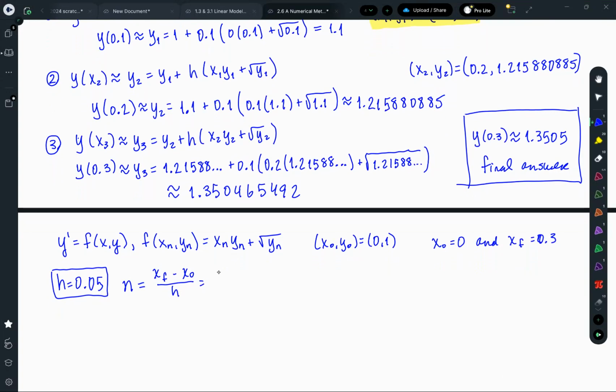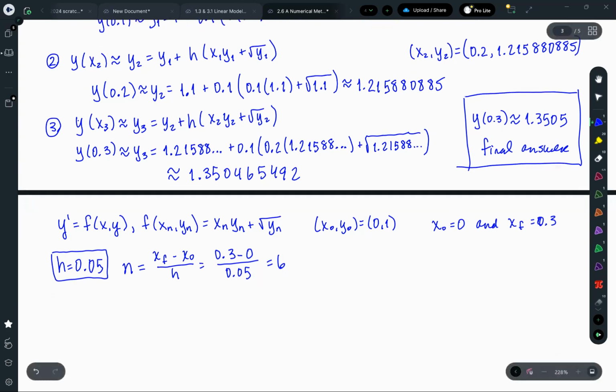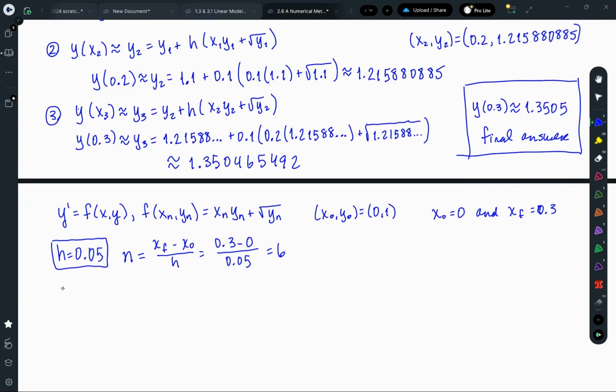So n is x final, which is 0.3, minus x naught, which is 0, all divided by 0.05. Okay, well, this is equal to 6. So I have 6 steps to take. That's a lot. Okay.